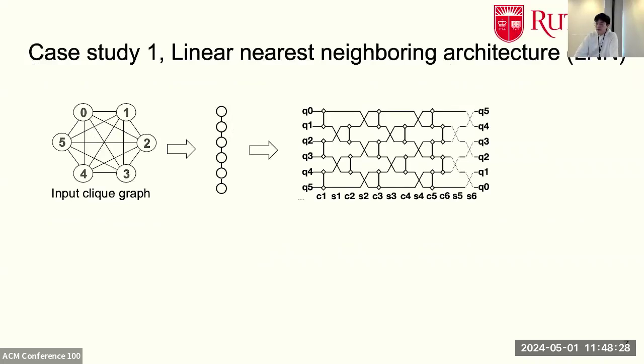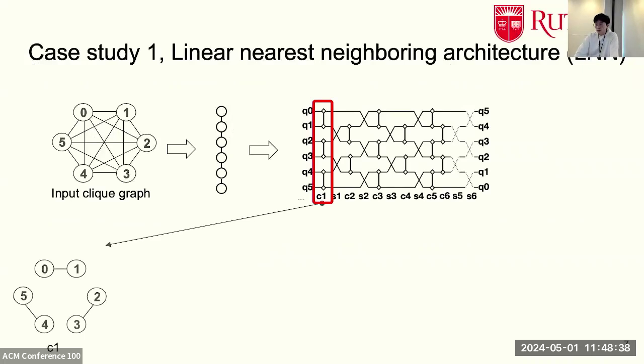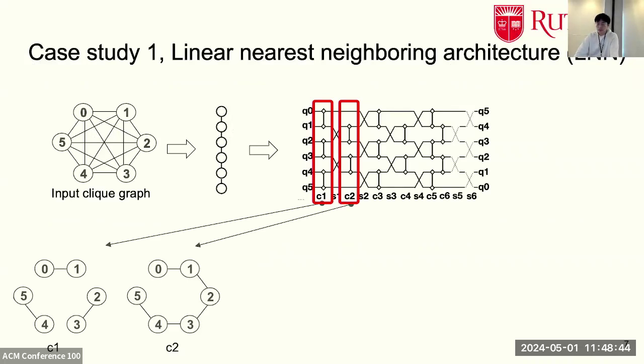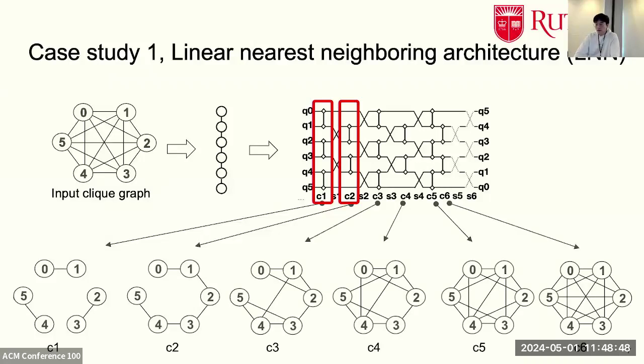Here is an example of such compilation in a linear architecture. Coincidentally, it has the same shape as Abraham-Weismann's permutation network. So we can see here, in cycle 1, 3 gates are compiled corresponding to 3 edges in the input clique graph. And in cycle 2, 2 more gates are compiled. And gradually, all 2-qubit gates are compiled.